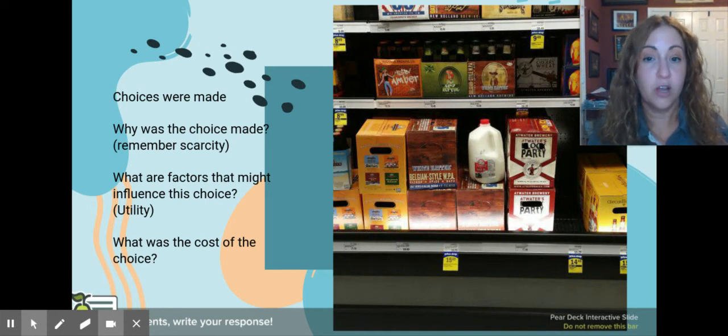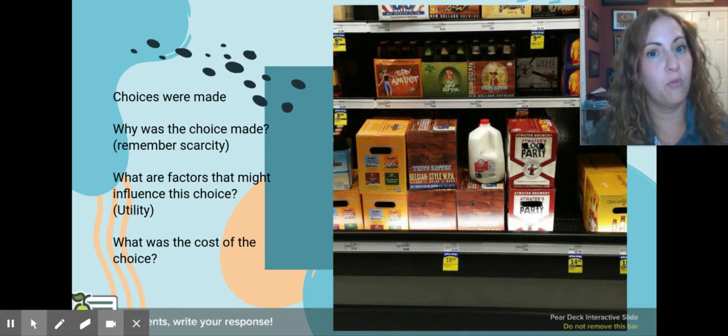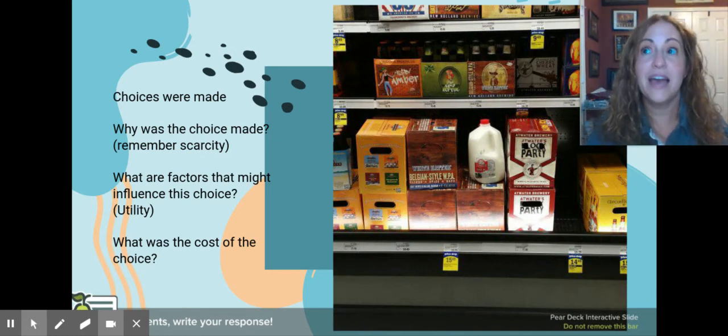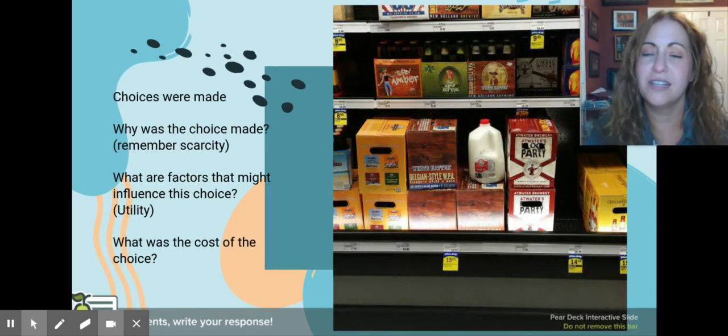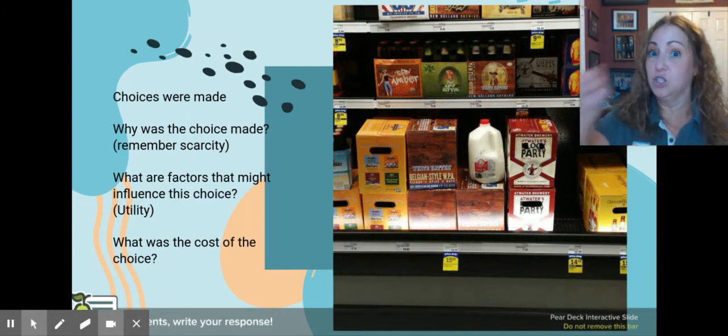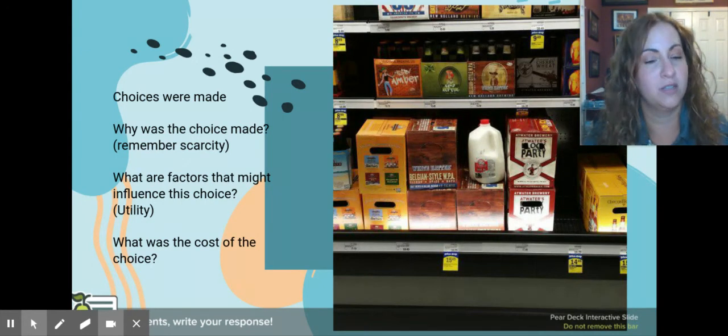Of course, there are lots of things that influence the choice. It could be that people like beer over milk, or maybe they're having a party, or maybe they just turned 21 or something. That influences which choice we made, but that's not the reason why we made a choice to begin with. The reason is scarcity.